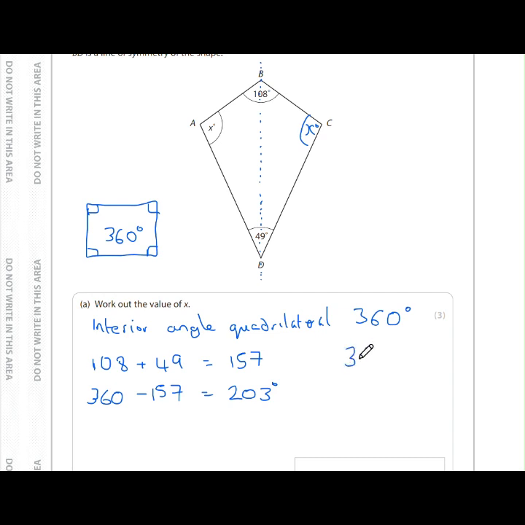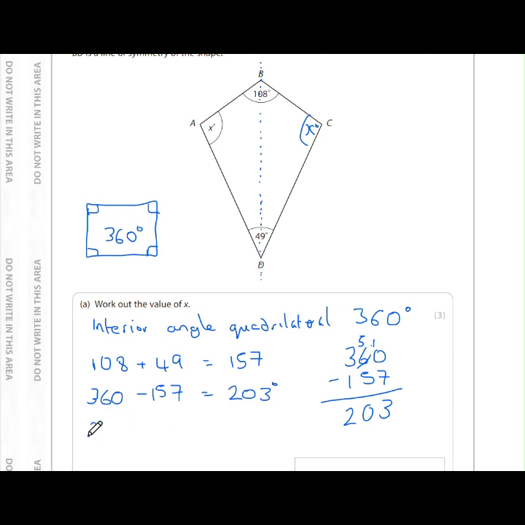We can do 360 take away 157. 0 take away 7 we can't do, so we're borrowing 10, that turns the 6 into a 5. 10 take away 7 is 3. 5 take away 5 is 0. 3 take away 1 is 2. So our two remaining angles, A and C, are equal to 203.